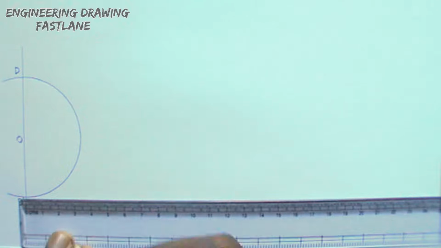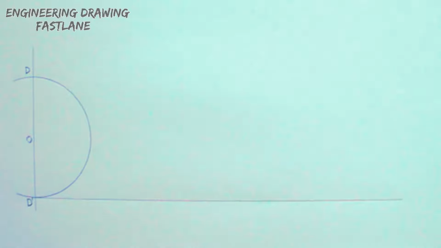Next, I will draw a horizontal line from point D bar. I will ensure that the line is at least 3 times the diameter of the semicircle. I will indicate the line is at 90 degrees to D bar.